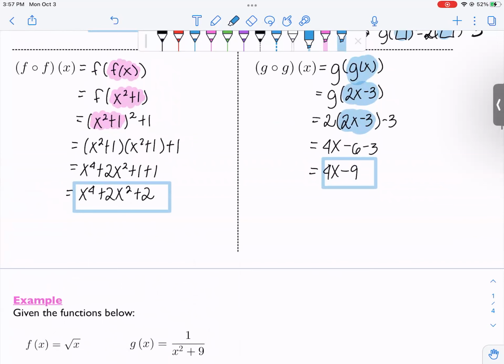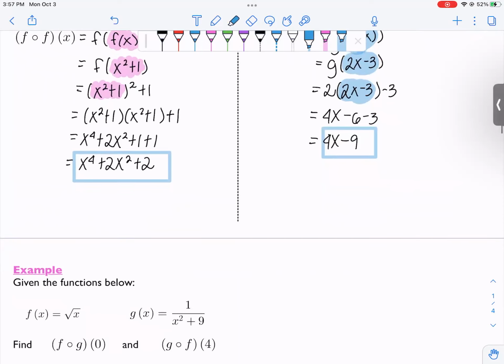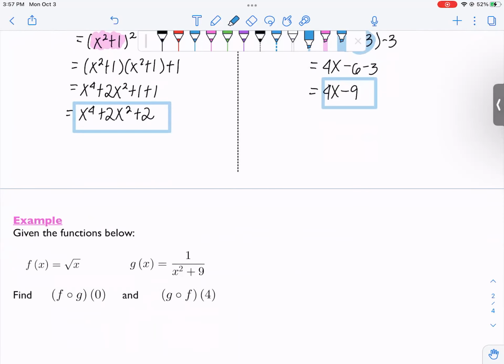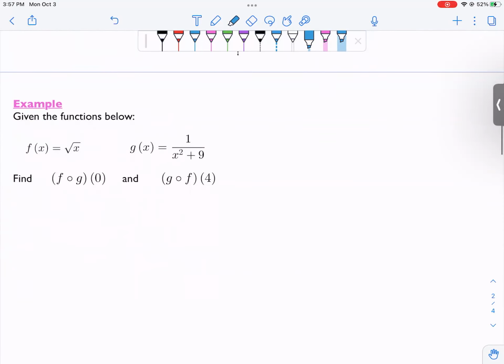Okay, so that's functions. Let's do the composition without plugging in values. But we could go further than this, and we can plug in values. So let us look at this next one. Given the functions below, find f composed with g of 0 and g composed with f of 4.